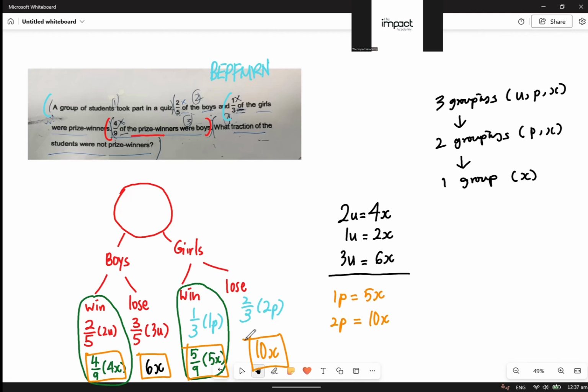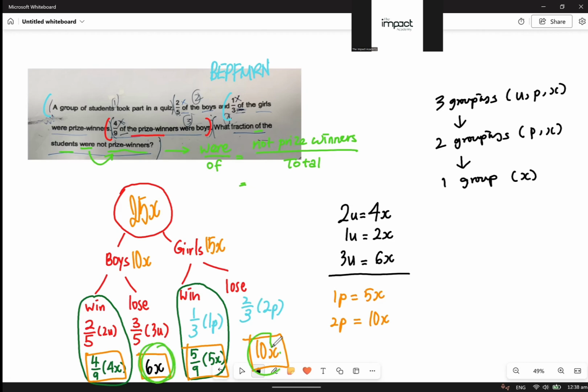That means to say, for boys, a total of 10x. For girls, a total of 15x. That means the total number of students in this situation will be 25x. Which means to say, I can quickly solve the question. The question says, what fraction of the students were not prize winners? Students, you should know this. It's always "were" over "of". What's my "were"? Not prize winners, over the total, which is the number of students. Not prize winners in this situation basically means losers.